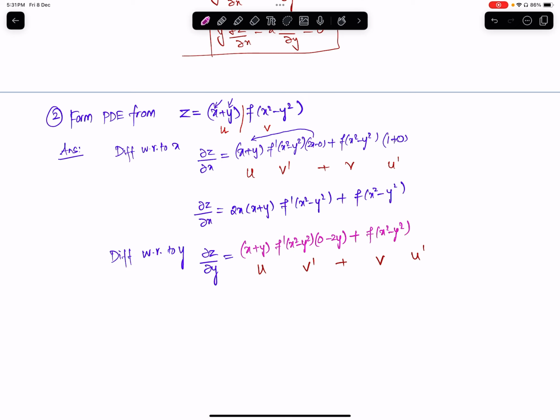What is the derivative of u with respect to y? In the first place we have x, so with respect to y it becomes 0. In the second place we have y, with respect to y is 1. So simplify this. You have to bring this −2y to the front. So what you get now is ∂z/∂y equal to −2y(x + y) f'(x² − y²) + f(x² − y²).